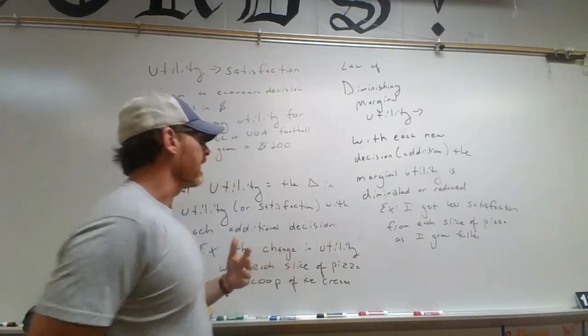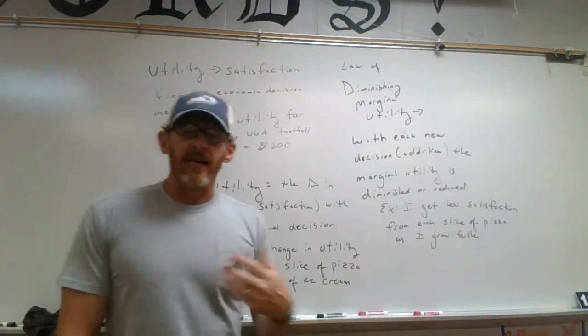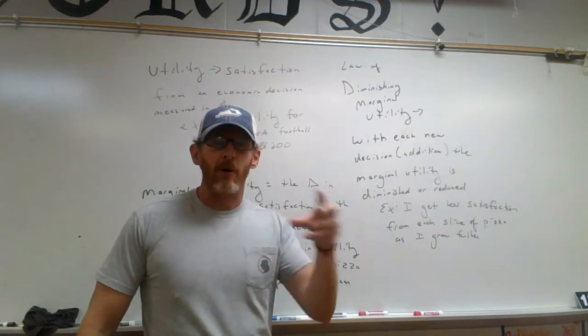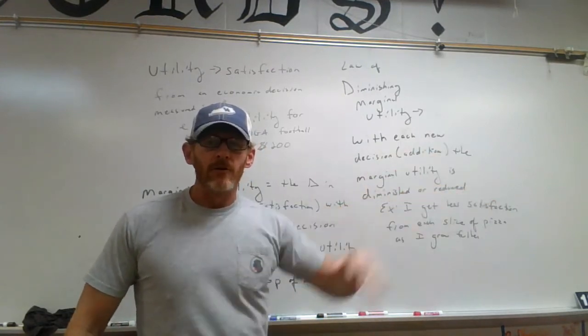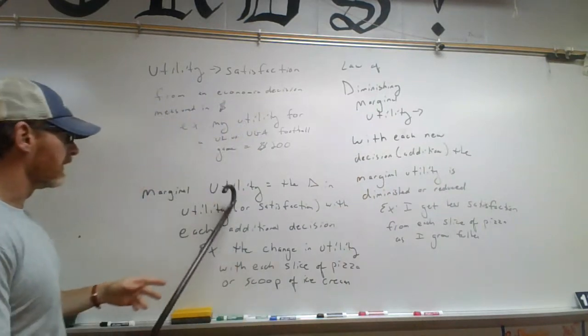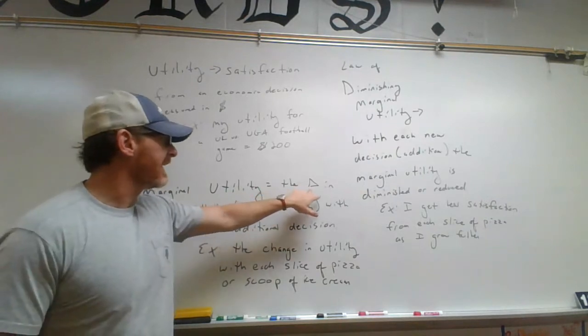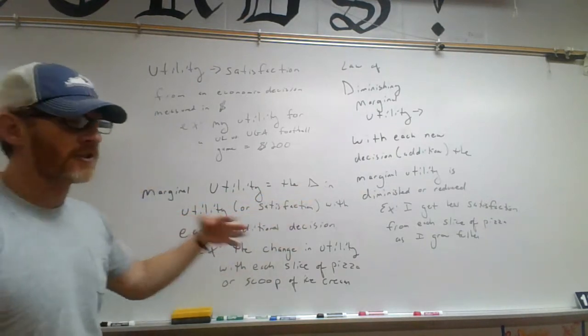However, we also need to measure utility in different ways. And in economics, we oftentimes measure stuff on the margin. And the margin means once we add one more. So our marginal utility would be, this is the delta sign, which means change. It's the change in utility or satisfaction with each additional decision.